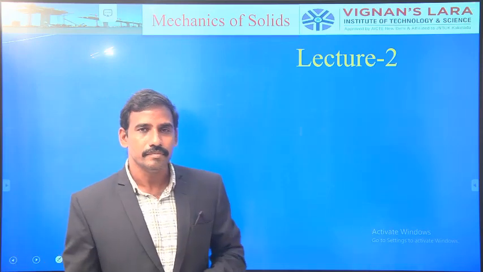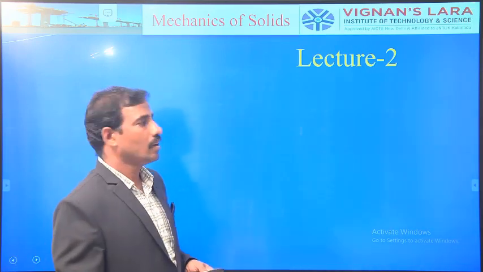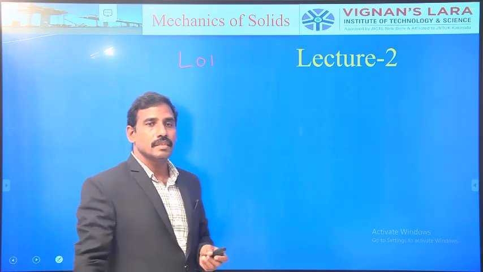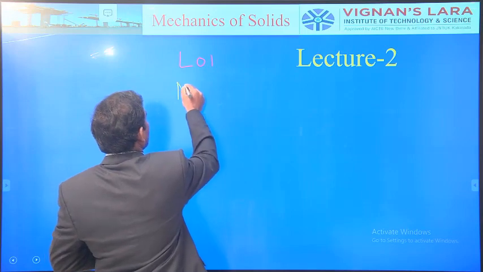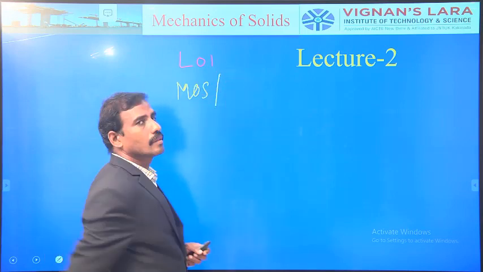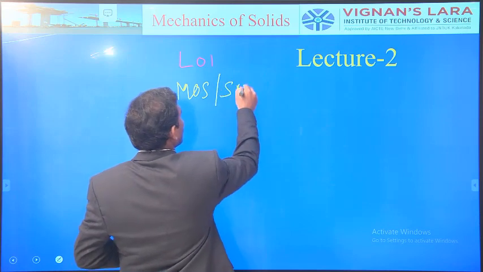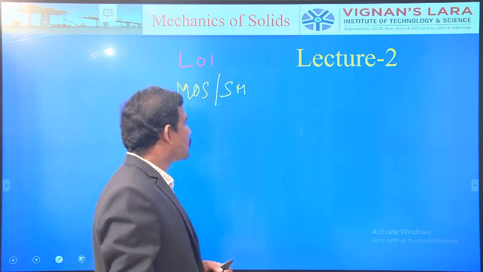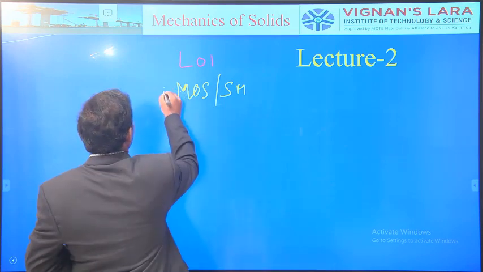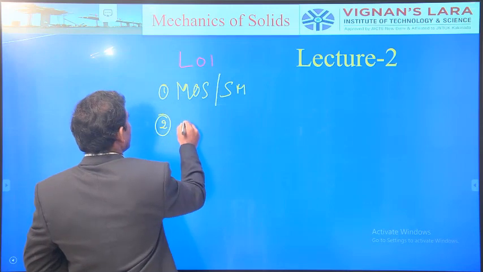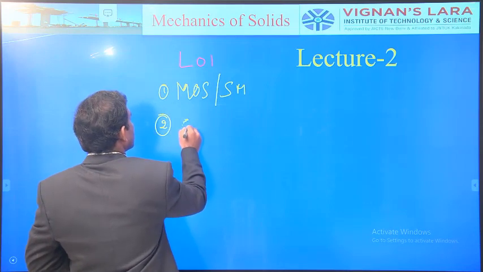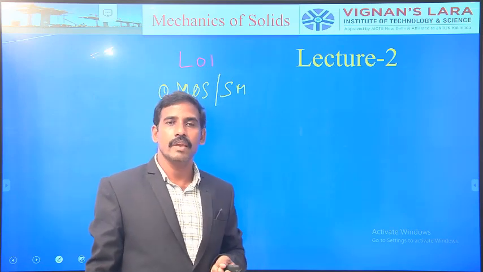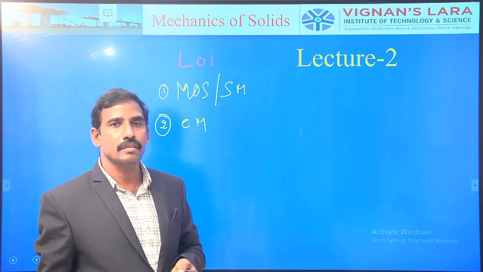Welcome to lecture 2. In the previous lecture, we discussed what is meant by mechanics of solids, or strength of material. We know that strength of material means the ability of a material to resist failure. The second point is the classification of mechanics, that is, how the material behaves when a force is acting on the body.